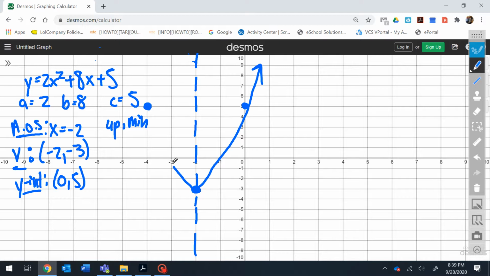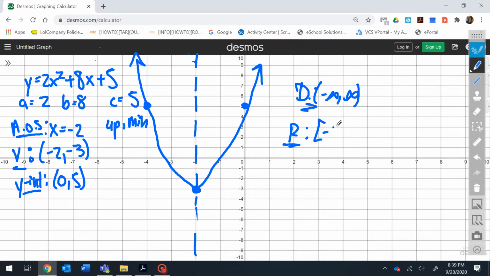Connect these to make my parabola. And that is what my parabola should look like. My domain, of course, negative infinity to infinity, all real numbers. My range is from negative 3 is my minimum, and it has no maximum. It goes up forever, so it's negative 3 to infinity for my range. And that's number 3.